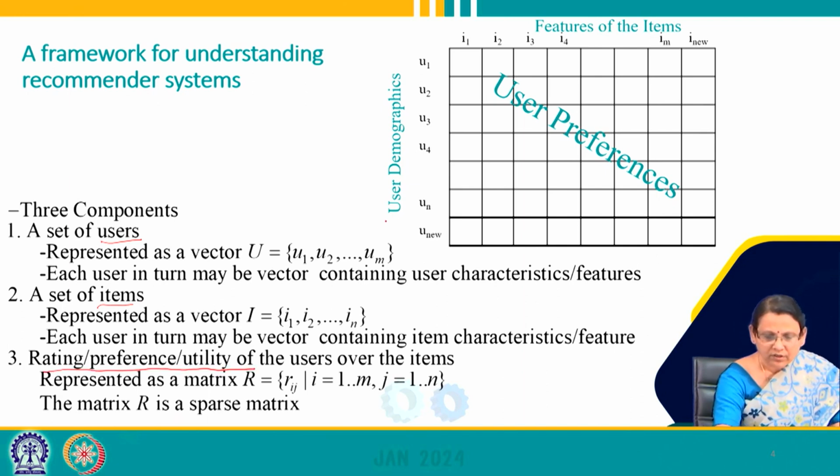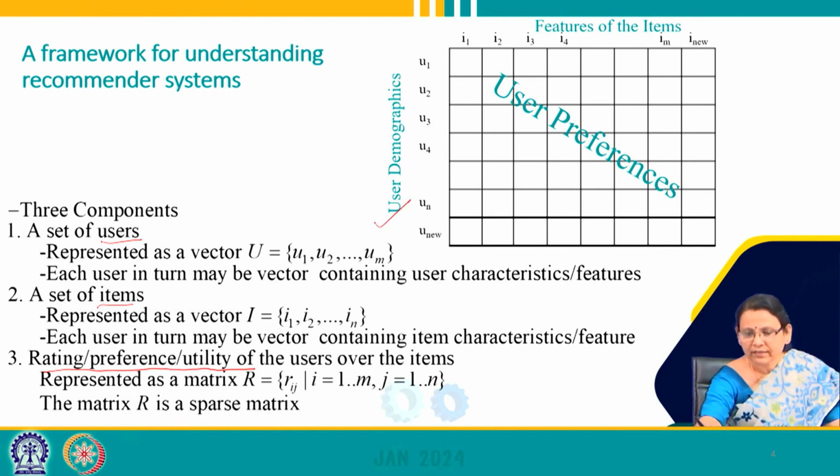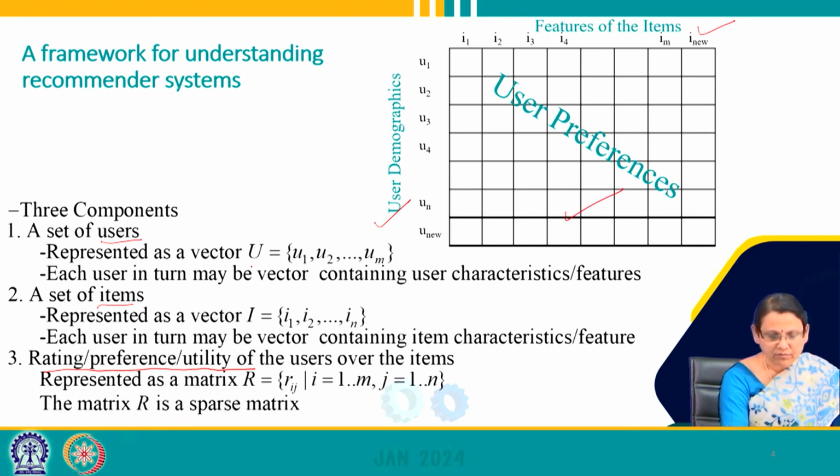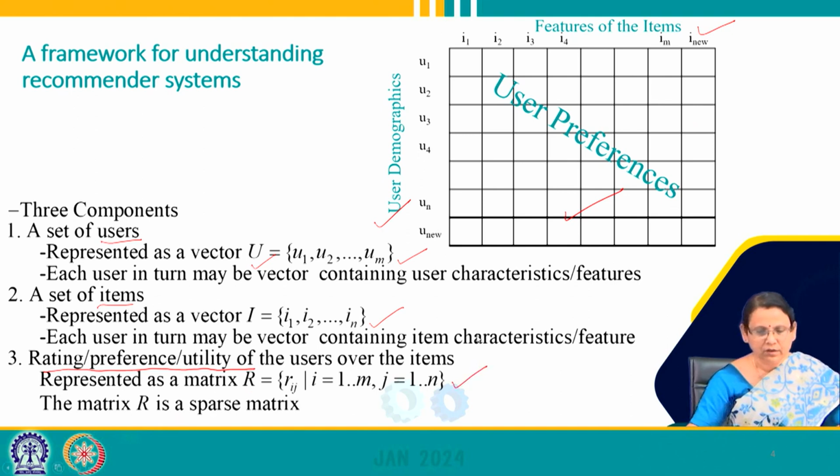So, this user data is basically the user demographics data, then these are the features of the item, and in this matrix we have user preferences. The set of users we represent by this vector u, which consists of m elements, m number of users, n number of items, and this rating matrix R consequently is an m cross n matrix.